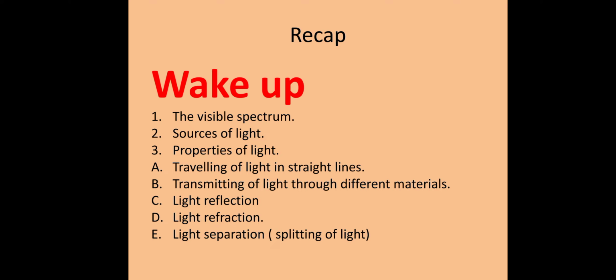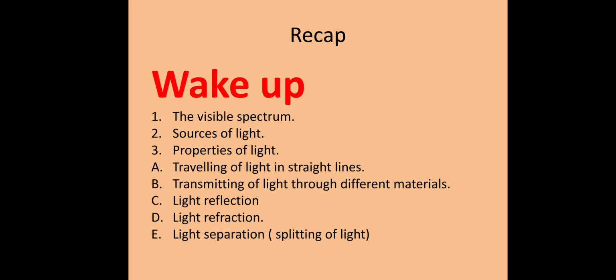Now wake up, let's do a first recap. At first, we have talked about the visible spectrum, and we have said that the visible spectrum is the light energy that can be seen. Then we have talked about sources of light, and we have said that the sun is the most important source of light. After that, we have talked about the properties of light, and the first property was traveling of light in straight lines. Then we have talked about transmitting of light through different materials, such as transparent, semi-transparent, and opaque materials.